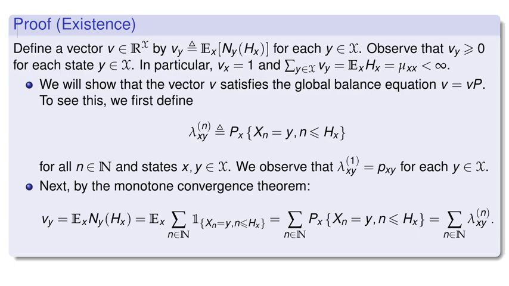Next, by applying the monotone convergence theorem, we can write v sub y, which is expectation sub x of the sum over n in natural numbers of the indicator function that X_n equals y and n is less than or equal to h sub x. This can be rewritten as the sum over n in natural numbers of the probability P sub x that X_n equals y and n is less than or equal to h sub x. This sum is precisely the sum over n in natural numbers of lambda sub xy superscript n.